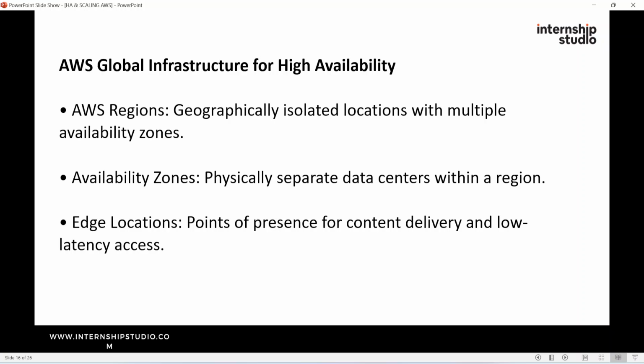Next we have the edge locations, points of presence for content delivery and low latency access. Edge locations are also globally present in all major countries. Mostly these are suitable for streaming content-based services, for example Netflix and Amazon Prime Video. People staying near that location can leverage this to quickly access that content. Edge locations make that possible.